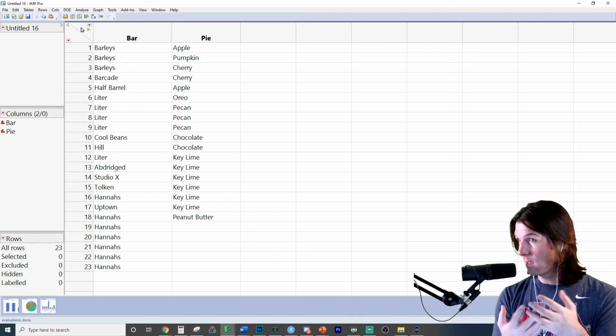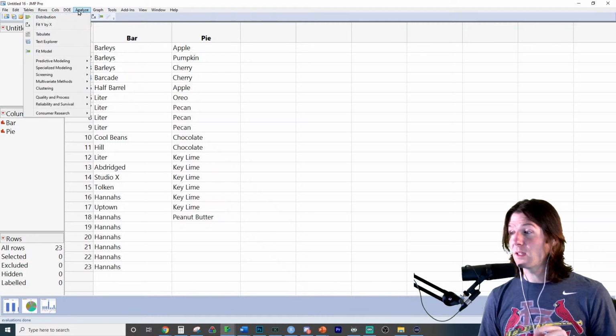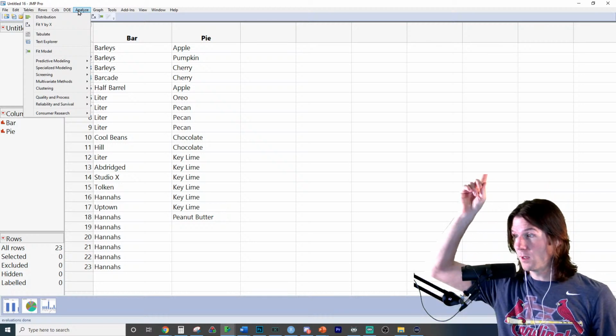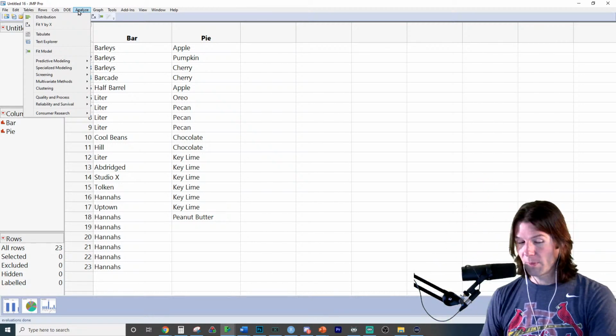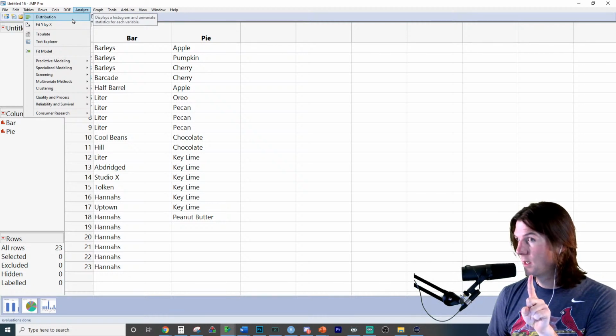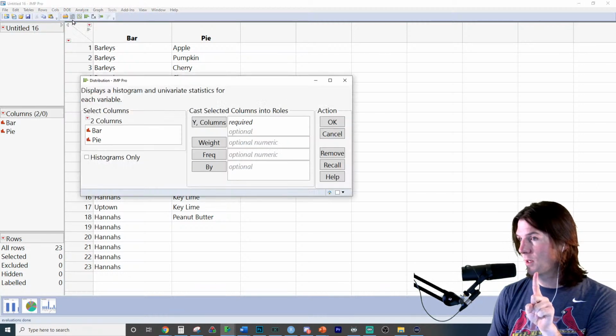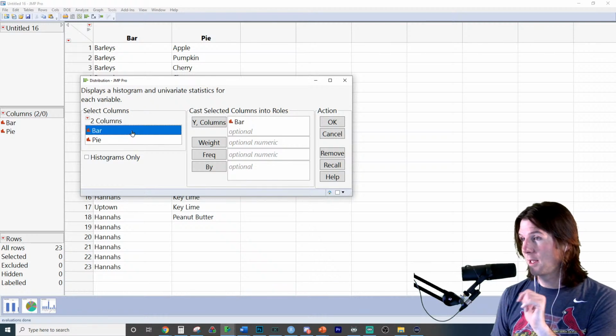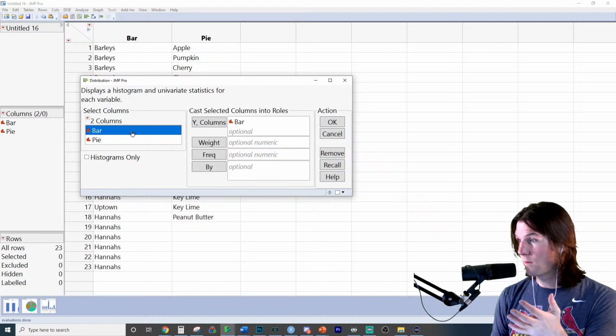I'm going to use Analyze, and this will be at the top for the Mac people. Go to the top of your screen. So Mac people, you'll go to the very top and go to Analyze, then go to Distribution. This is where you analyze one variable at a time. We double click the variable we want to display. I clicked bar because this is the categorical variable I want to display. I'm going to click OK.